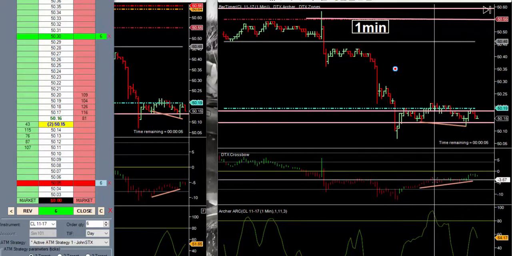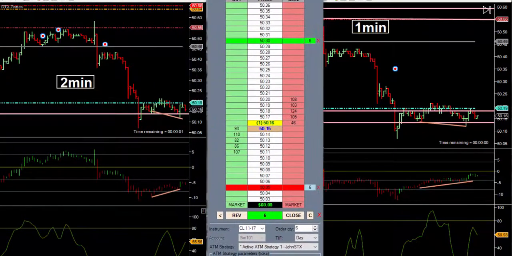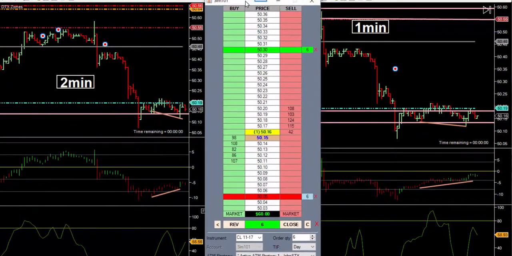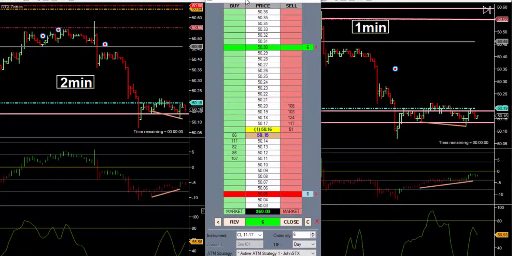on our crossbow. So we have a double confirmation there as well, but the main trade here is not an out of balance on our crossbow. It is a curl and bounce off of our 5-minute target lines.